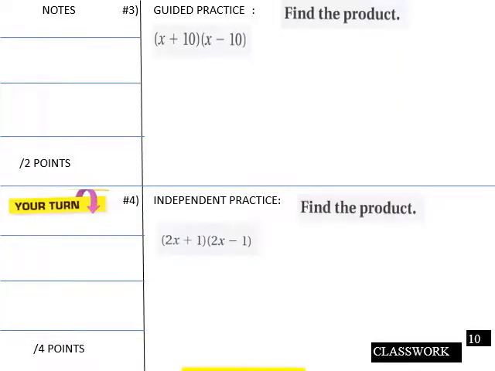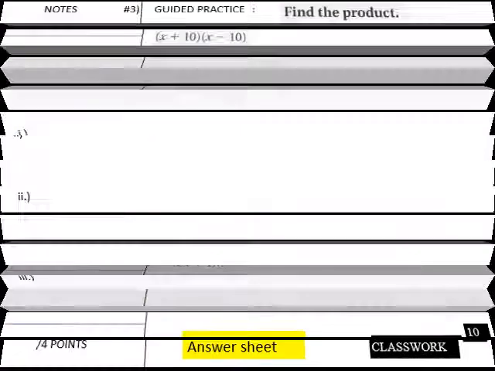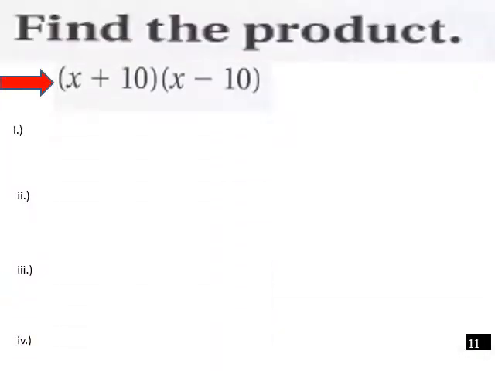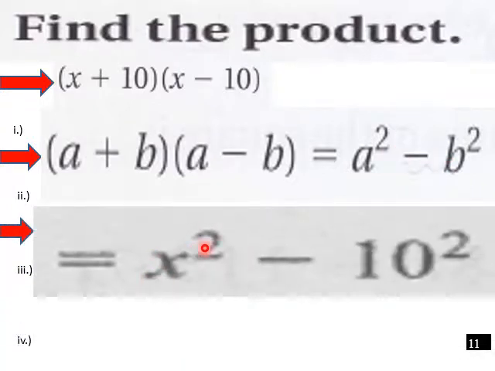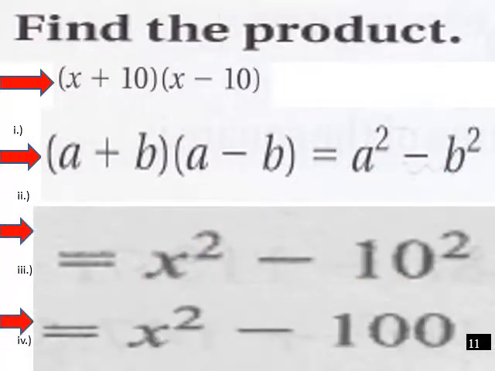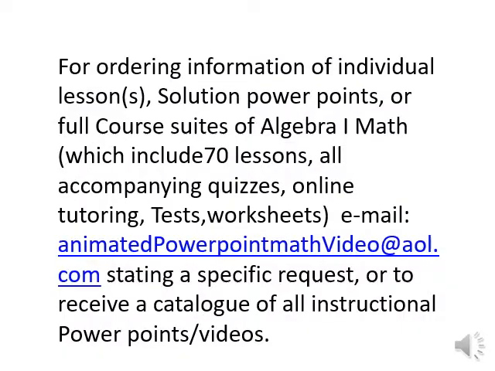Okay, our next guided practice: x plus 10 and x minus 10. Students, this is yours. Use what we learned. So x plus 10 times x minus 10 is a plus b, a minus b, so a squared minus b squared. That is x squared minus 10 squared, which is x squared minus 100. Okay, that is 8.3, and that's Part 1.